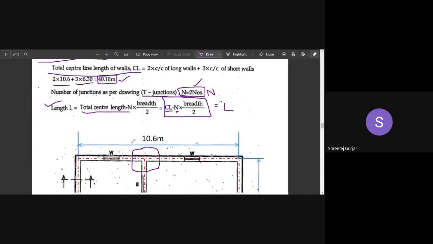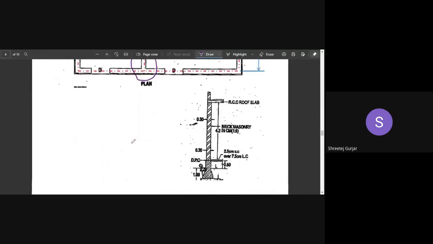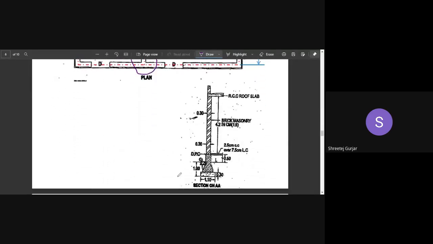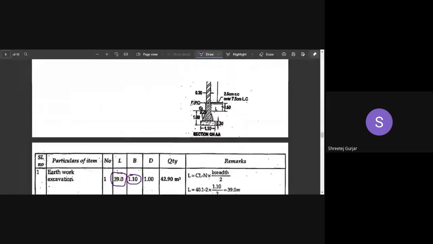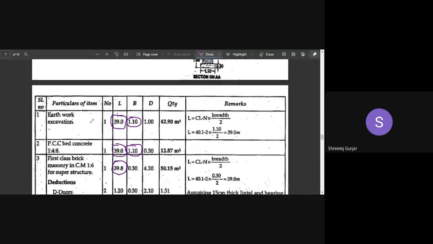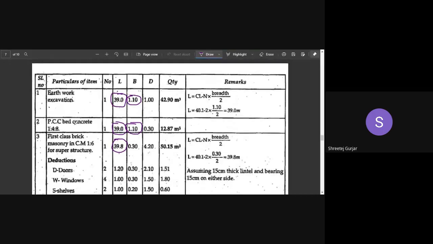We will move to the next part. So this section is the same, right? We will be using this. So coming to earthwork excavation, the first item of work that they have asked us to calculate is earthwork excavation. For the centerline method, the number will always be 1. So we are writing number as 1.